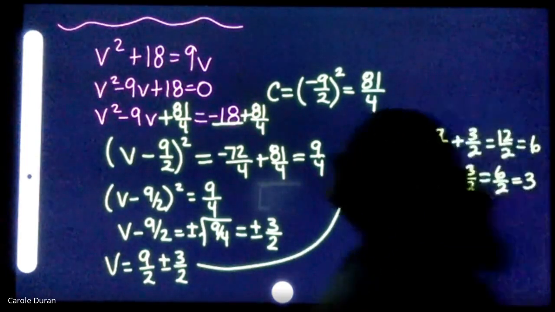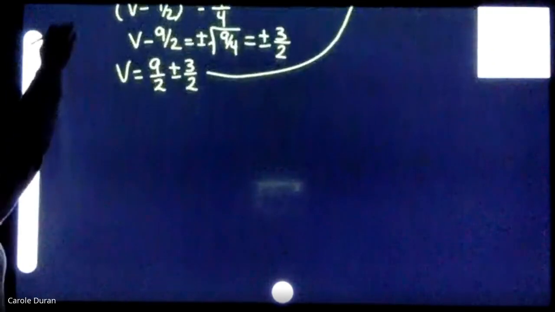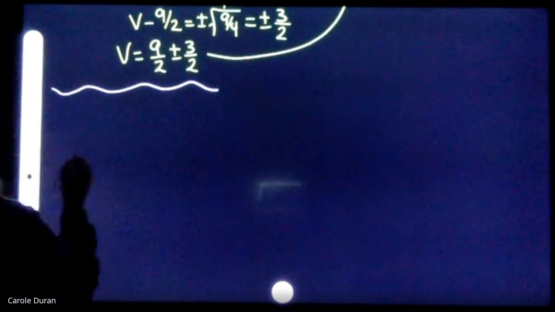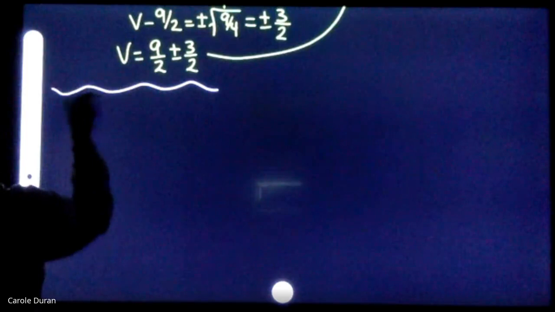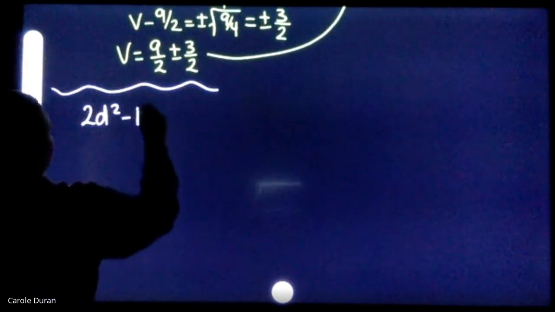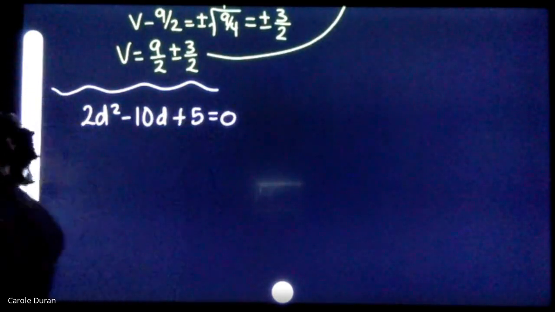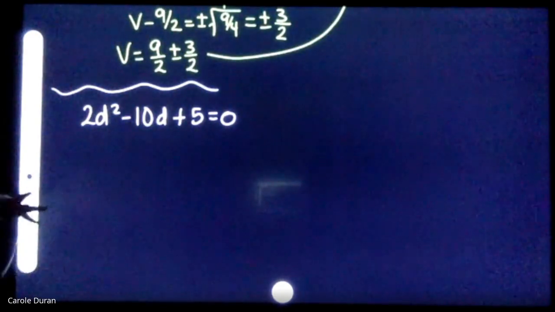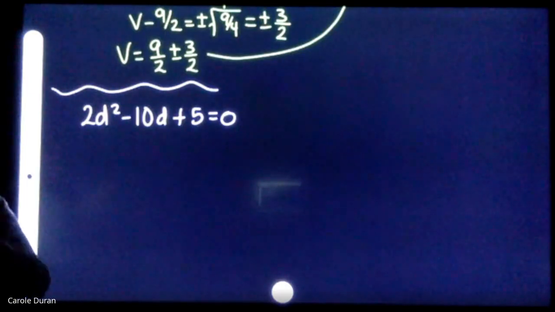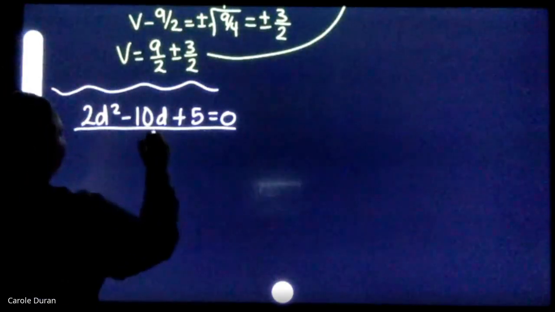Okay, so let's do another one. Next example, I'm going to skip C and go to D, if you're looking at the notes. So I have 2d squared minus 10d plus 5 equals 0. Everything's on the left-hand side, so I don't have to worry about moving anything. Step 1 says that if there's a number in front of my squared term, I have to divide everything by that number. So I'm going to divide everything by 2.